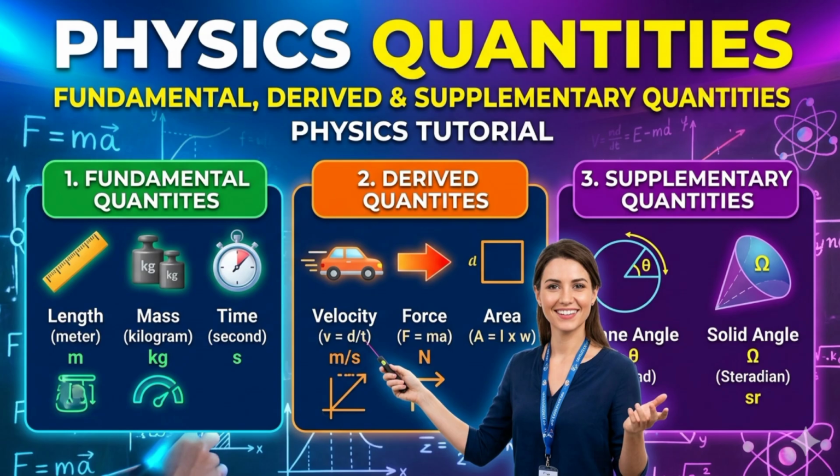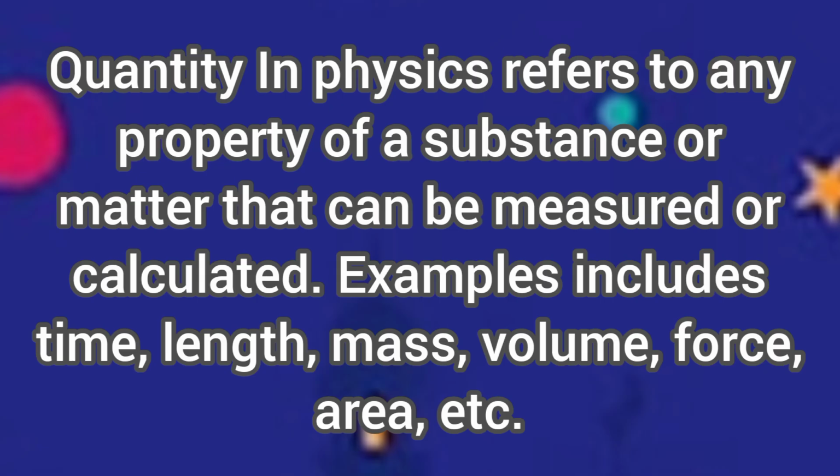Now we are going to be starting with what a quantity is. A quantity in physics refers to any property of a substance or matter that can be measured or calculated. Examples include time, length, mass, volume, force, area, etc.